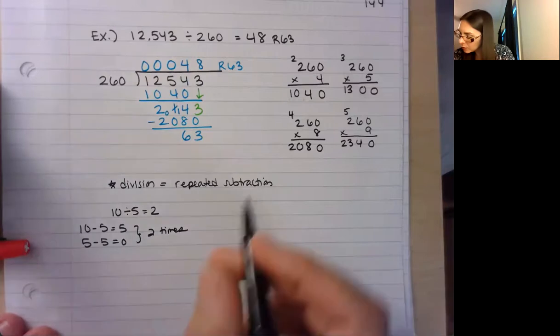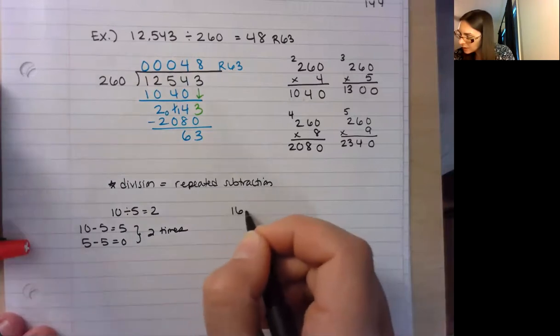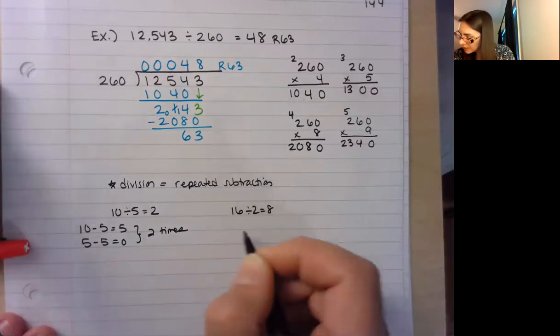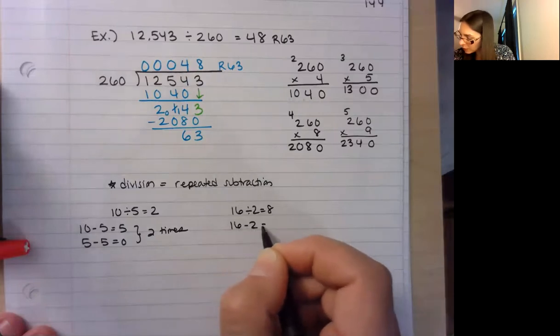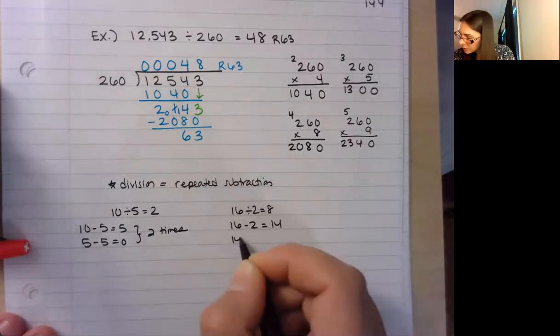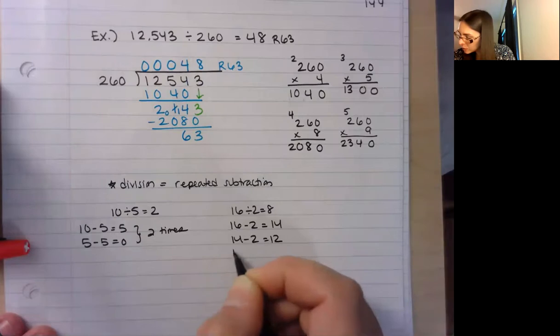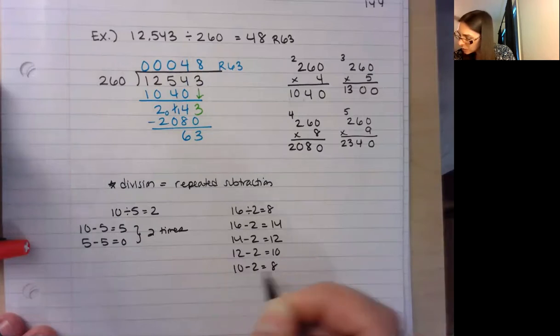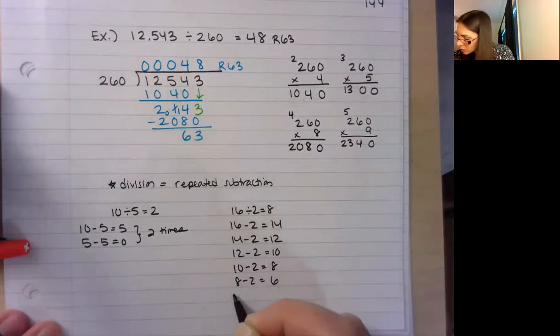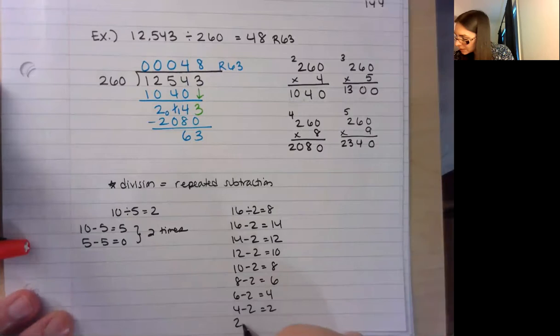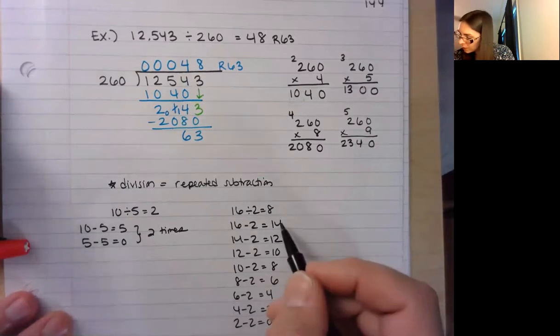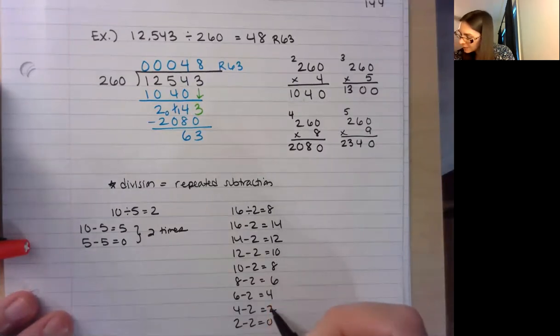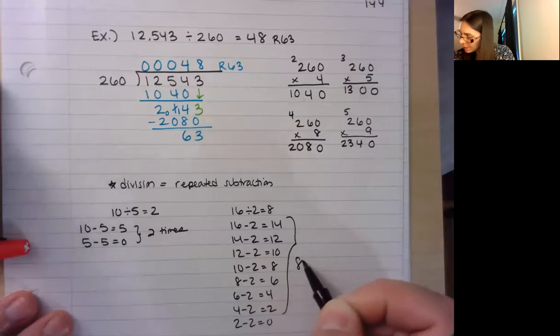Or if I do 16 divided by 2 is 8. So I would do 16 minus 2 is 14. 14 minus 2 is 12. 12 minus 2 is 10. 10 minus 2 is 8. 8 minus 2 is 6. 6 minus 2 is 4. 4 minus 2 is 2. And 2 minus 2 is 0. And it took me 1, 2, 3, 4, 5, 6, 7, 8 times to get down to 0.